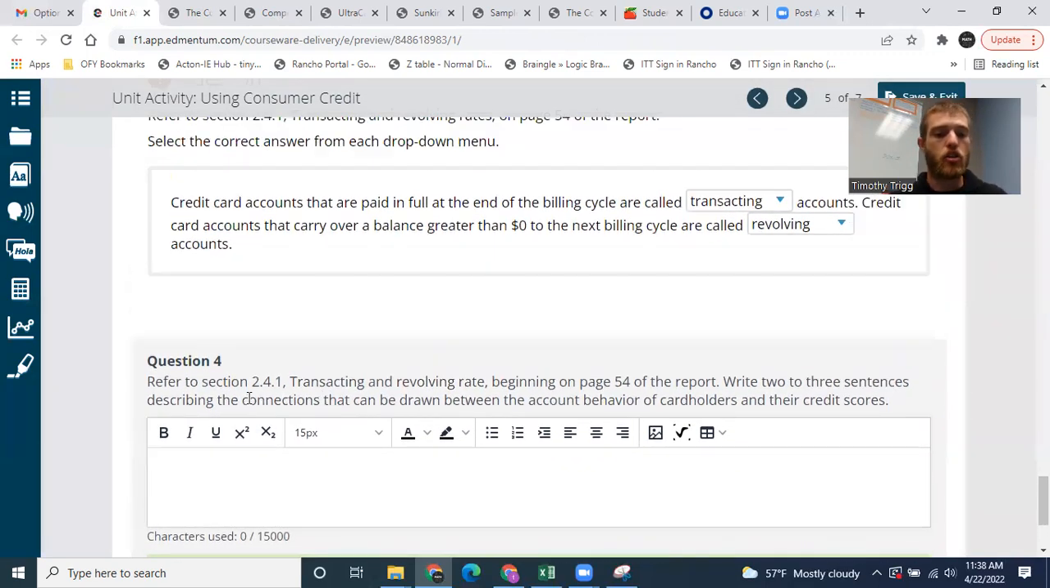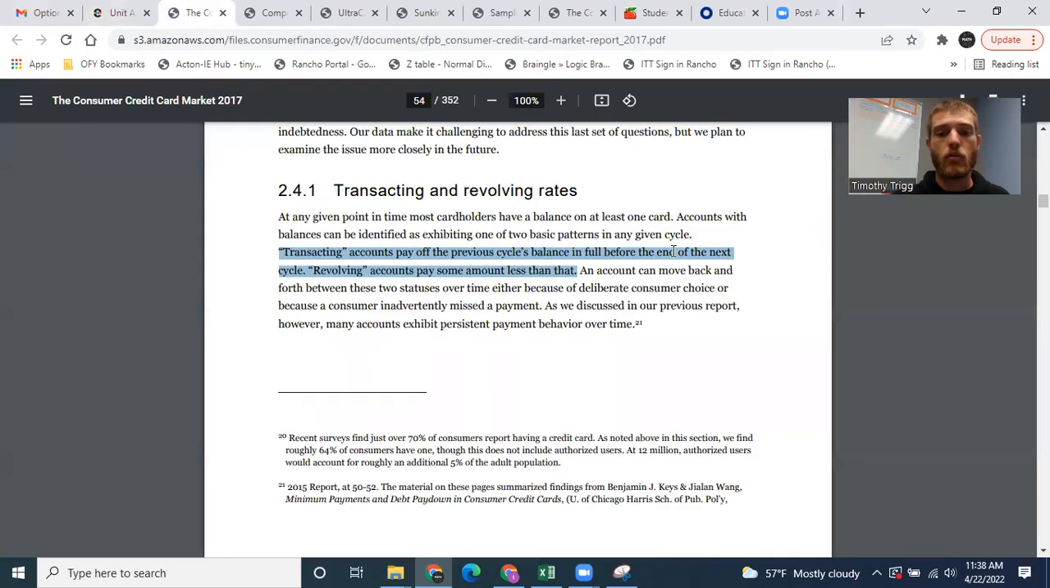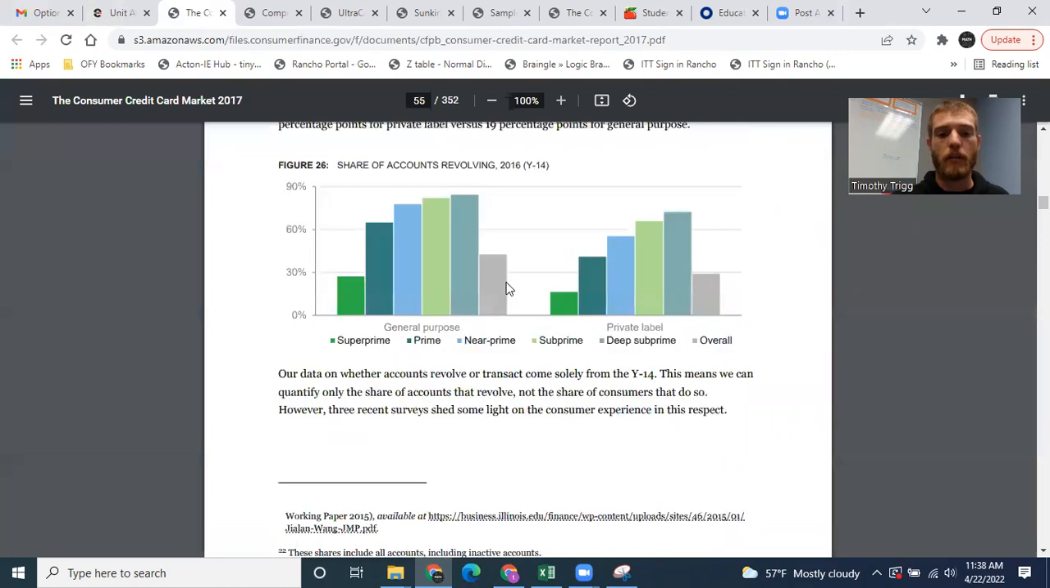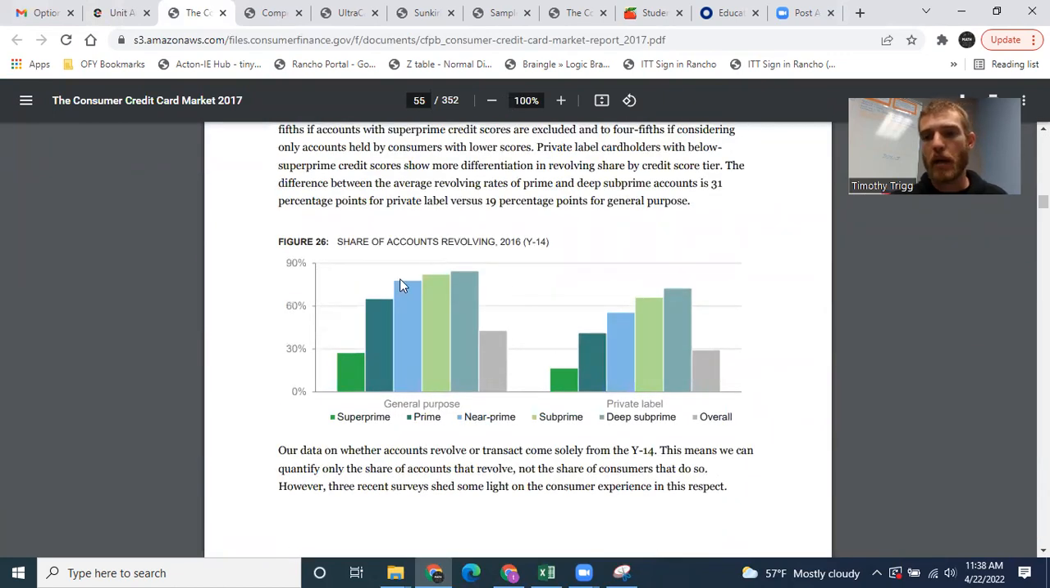Refer back to section 2.4.1, transacting and revolving rates, beginning on page 54 of the report. Write 2 or 3 sentences describing the connections that can be drawn between account behavior of cardholders and their credit scores. So if you scroll down a little bit, you'll actually see this chart here. Okay, and I'm going to explain what this means.